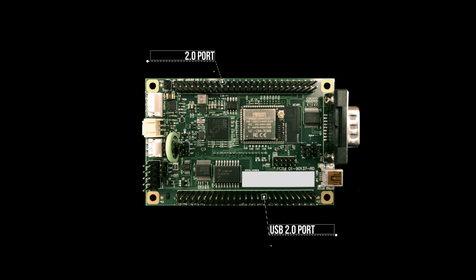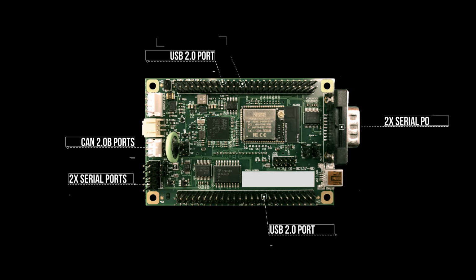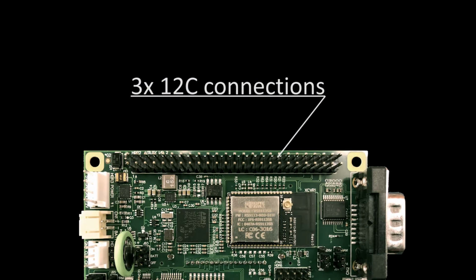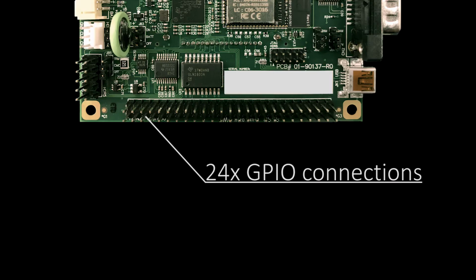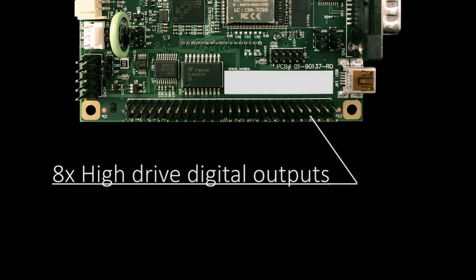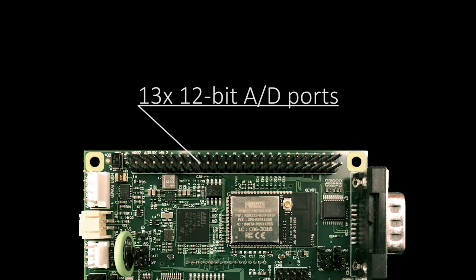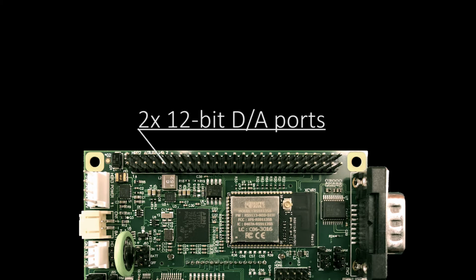Standard I/O interfaces are two USB 2.0 ports, one CAN 2.0B port, two serial ports, two SPI lines, three I2C connections, 24 GPIO connections configurable as timers, counters, PWM, and GPIO, 8 high drive digital outputs, 13 12-bit A to D ports, 2 12-bit D to A ports, and an onboard temperature sensor.